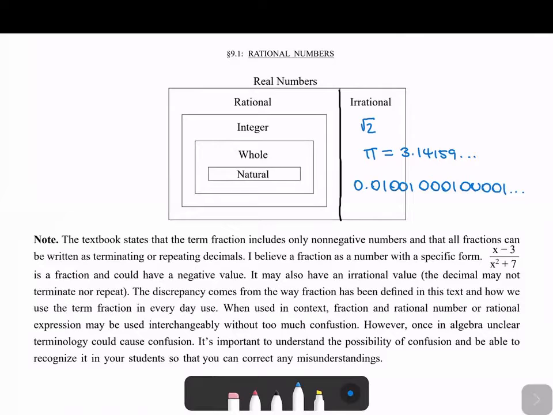Okay, so we have irrational numbers and then we have rational numbers. Rational numbers are the fractions that we typically deal with: 1/2, -3/4, and so on. The integers are things like -1, 0, 1, and 2. The whole numbers are things like 0, 1, and 2. And the natural numbers are things like 1, 2, and so on.